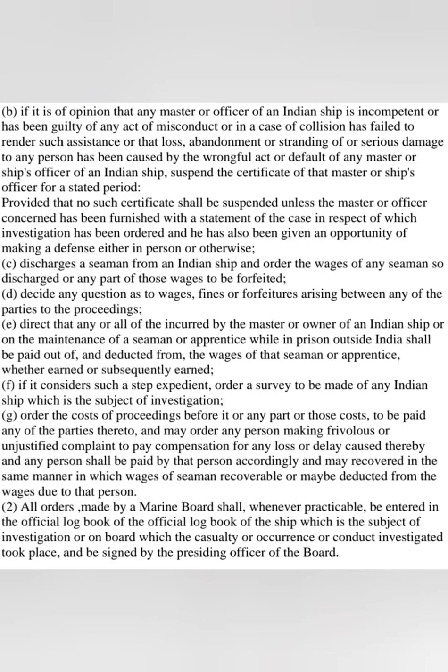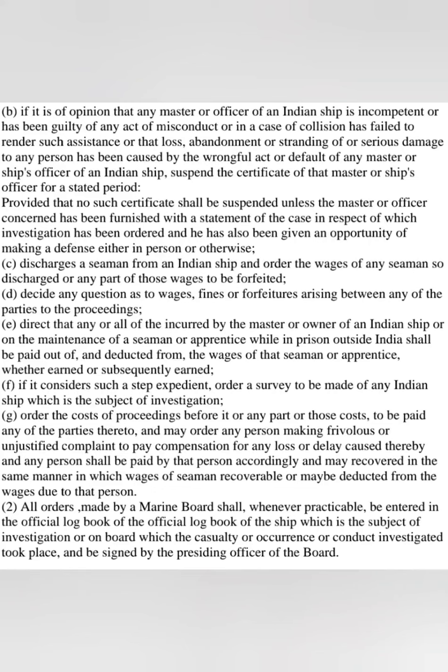A Marine Board may, if it is of opinion that any master or officer of an Indian ship is incompetent or has been guilty of any misconduct, or in case of collision, failed to render assistance, or that loss, abandonment, or stranding of or serious damage to any person has been caused by the wrongful act or default of any master or ship officer of an Indian ship, suspend the certificate of that master or ship officer for a stated period, provided that no such certificate shall be suspended unless the master or officer concerned has been furnished with a statement of the case in respect of which investigation has been ordered, and he has also been given an opportunity of making a defense either in person or otherwise.